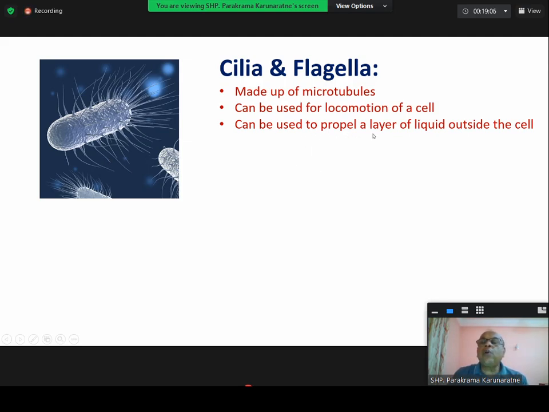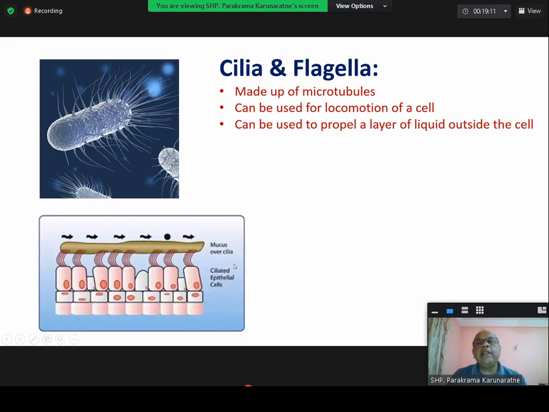Can be used to propel a layer of liquid outside the cell. So to take this example here, what I have shown you, you can see the cell layer with the cilia. Now, this is a type of cell layer, epithelial, the cell layer we find in our respiratory tract. In respiratory tract, you see, this is the mucus. Sometimes from the respiratory tract, you get this mucus back to your mouth.